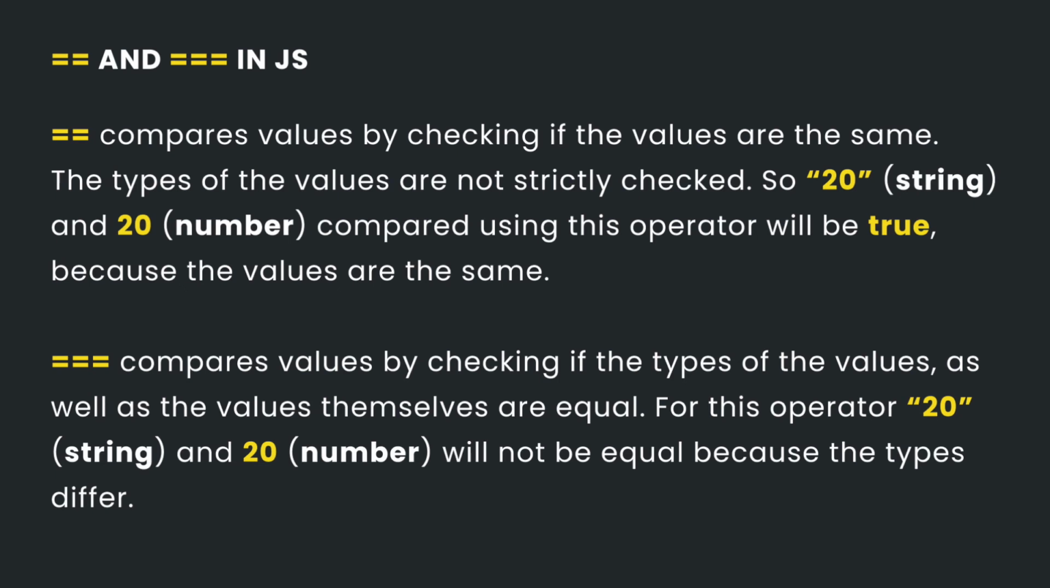Triple equals checks if the types of the values as well as the values themselves are equal. So if you are using 20 as a value of a string type and 20 as a value of a number type, if you compare them together using the strict equality operator, you would get false, because even though the values are the same, the types are different.